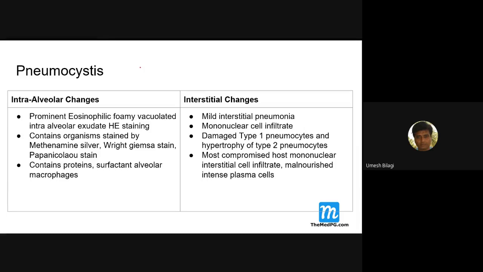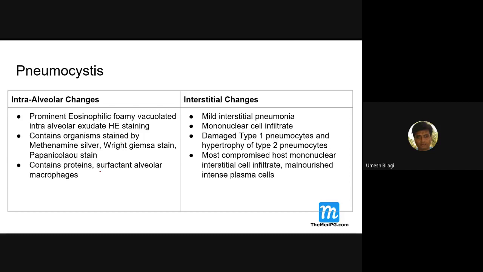There are two things in Pneumocystis: it causes intra-alveolar changes and interstitial changes. The foamy, vacuolated, eosinophilic intra-alveolar exudate is seen with H&E staining. This exudate contains organisms in all phases, trophozoite, cyst and all. Special stains are used to diagnose them: silver stain, Giemsa stain and Papanicolaou stain. They also contain surfactant, alveolar macrophages and all that.